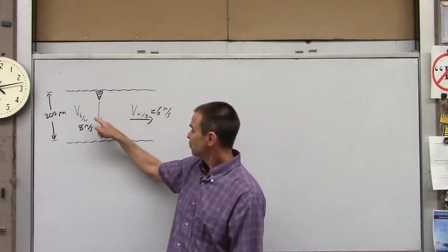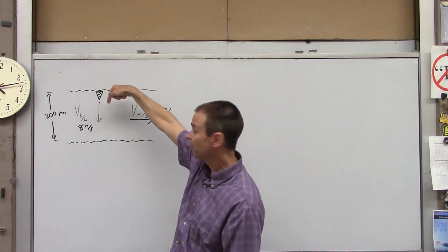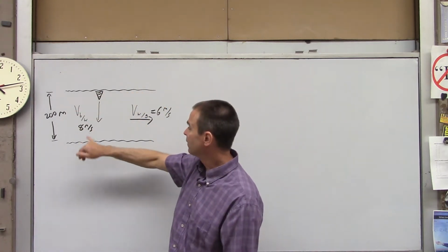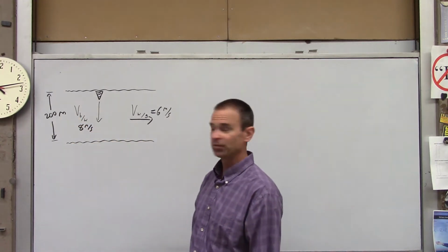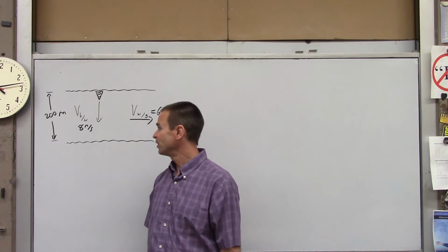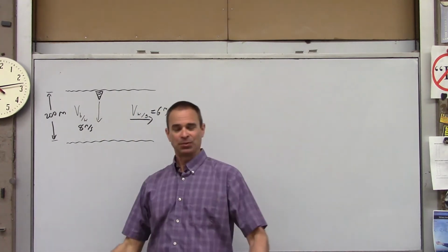We have the boat, which for now is going to point due south. His compass will say due south, the pilot of the boat. And the velocity of the boat with respect to the water is 8 meters per second. The stream is 200 meters wide, and he's starting from the shore at time equals 0.